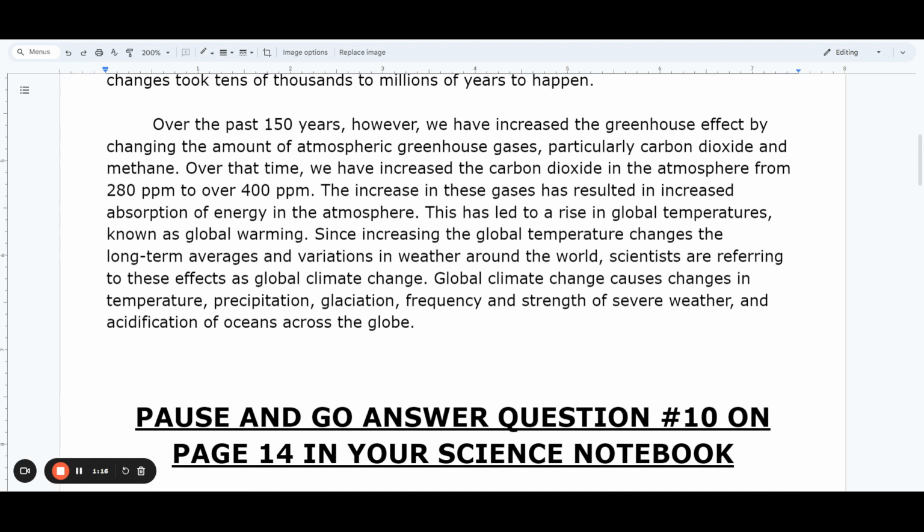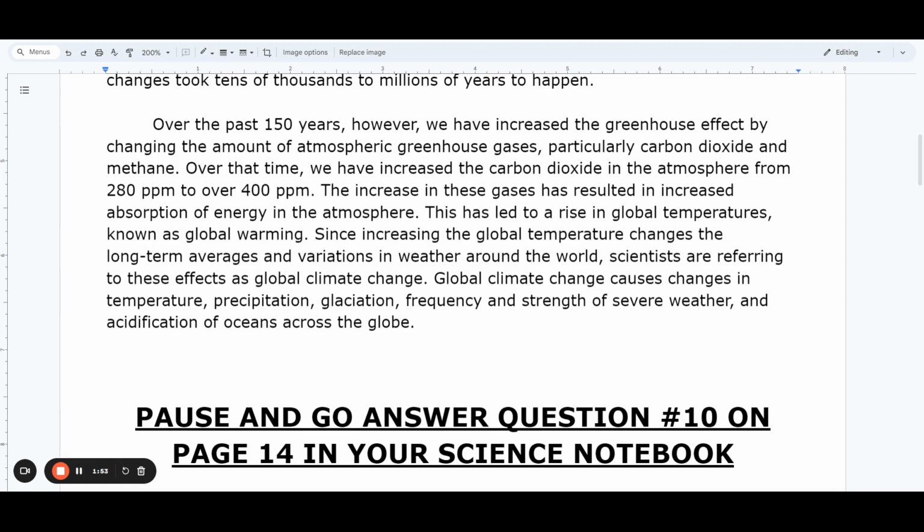Over the past 150 years, however, we have increased the greenhouse effect by changing the amount of atmospheric greenhouse gases, particularly carbon dioxide and methane. Over that time, we have increased the carbon dioxide in the atmosphere from 280 parts per million to over 400 parts per million. The increase in these gases has resulted in increased absorption of energy in the atmosphere. This has led to a rise in global temperatures, known as global warming.